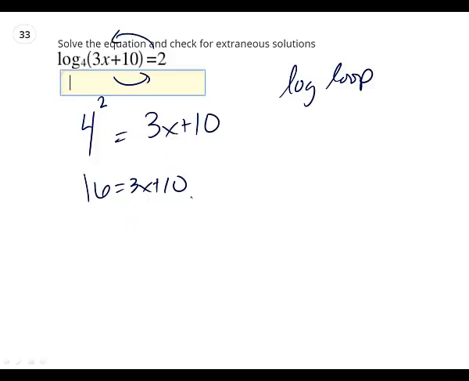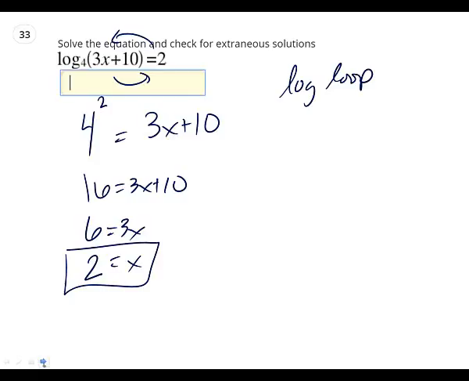I'm going to do what with the 10 to move it over? Subtract, what do you end up with? 6, so x equals 2. If I put a 2 in here, is there any way it's going to go negative? No, but you need to make sure you're checking for your extraneous. Okay? Okay. We good with 33?